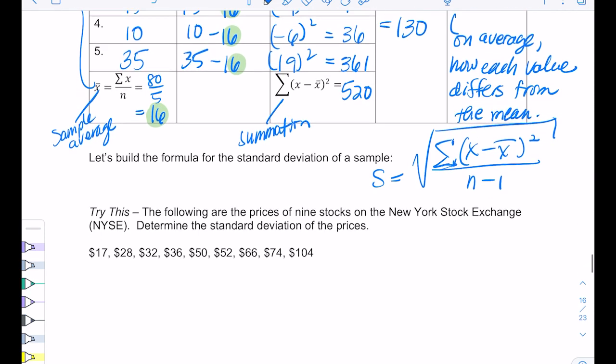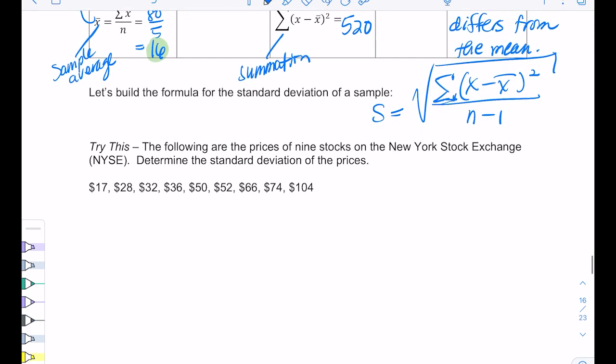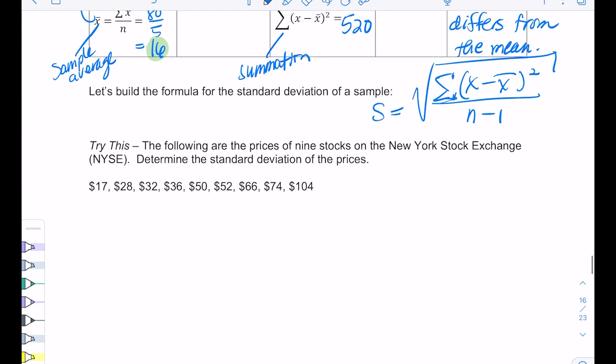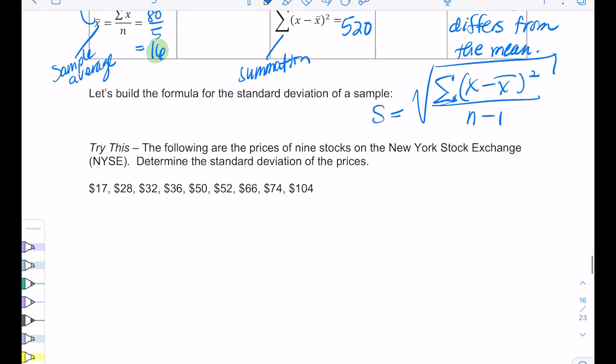Okay, I would like you to practice now. There's 9 different stocks here from the New York Stock Exchange, and you need to determine the standard deviation of the prices. Okay, so now would be a good time to pause the video and then unpause it when you are ready to figure out how to do this.